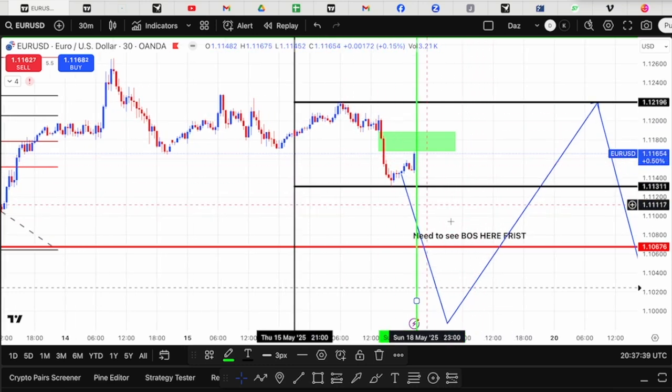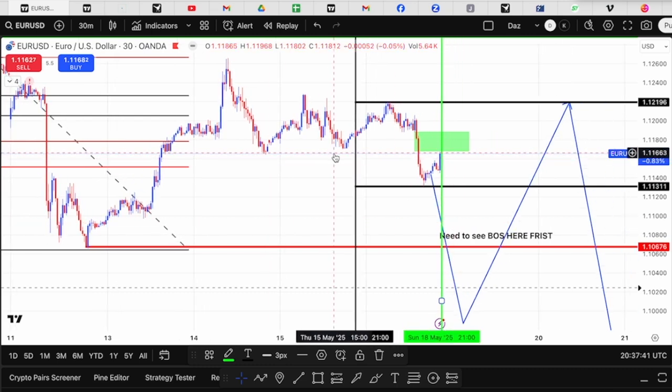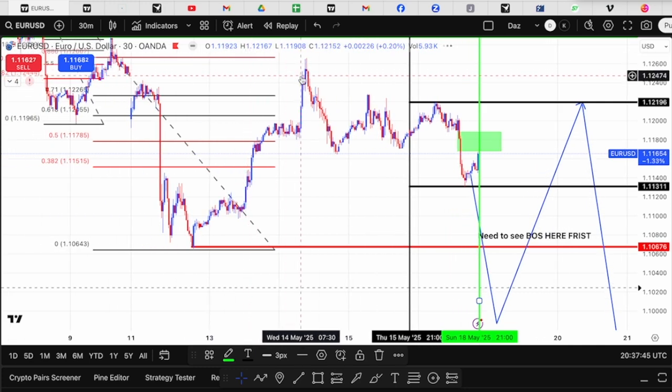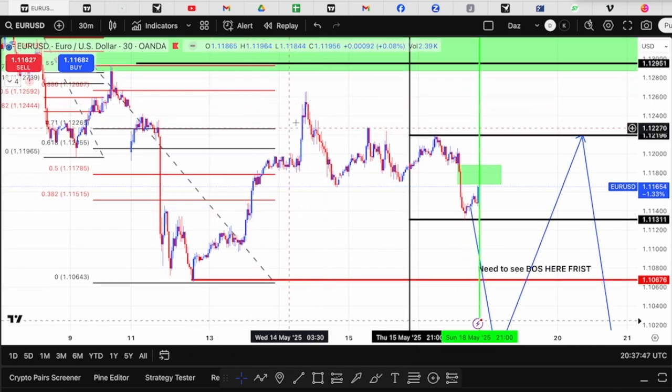So what we're looking for, to me, yes, it's broke structure here. This is going to drop down. At the moment, this is the previous high. It's tapped in and it's then dropping.